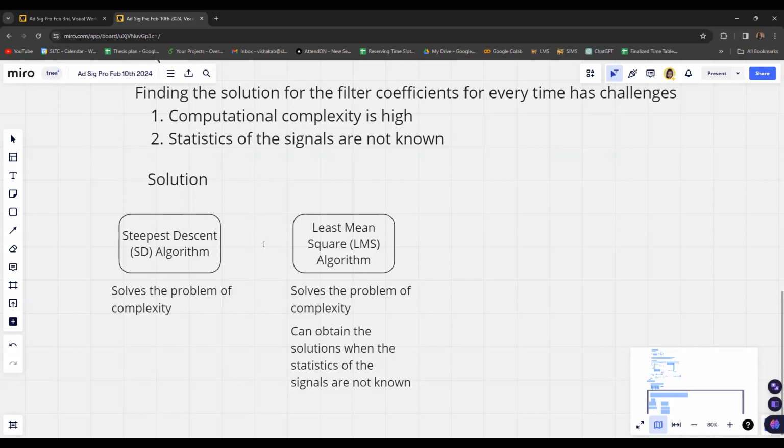So as a first step, we can focus on the steepest descent algorithm. First of all, we will focus on that. And secondly, we will focus on the LMS algorithm.